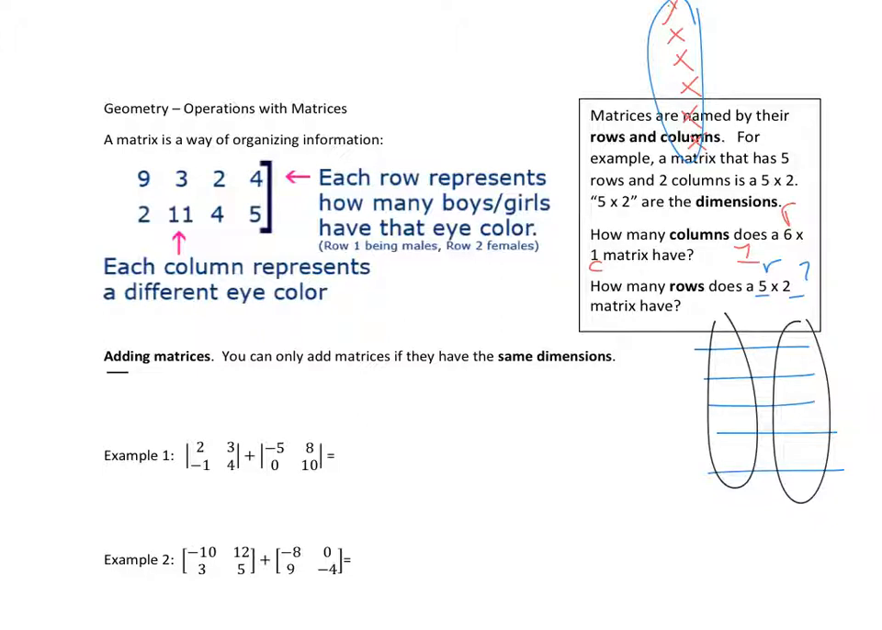You can add matrices, but you can only add matrices if they have the same dimensions. For example, you couldn't add a 2 by 3 plus a 3 by 2 because they need to have the exact same rows and columns. This one has 2 rows, this one has 3 columns. This one has 3 rows, this one has 2 columns. So you can't add them up.